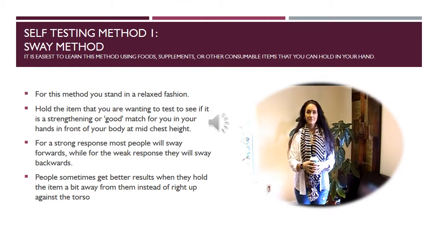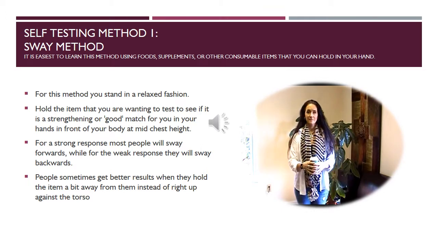The first method that we're going to be learning about in this series is called the sway method. Now, this method is easiest to learn when you're using foods or supplements or some other consumable item that you can actually hold in your hand. So for this method, you're going to stand in just a relaxed position. Hold the item that you're wanting to test to see if it is a strengthening or good match for you in your hands in front of your body at mid-chest height.